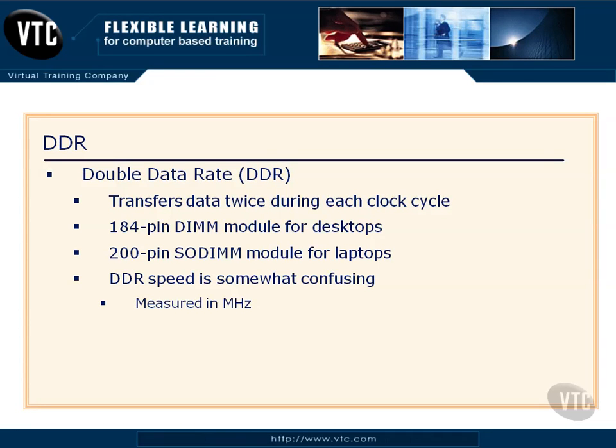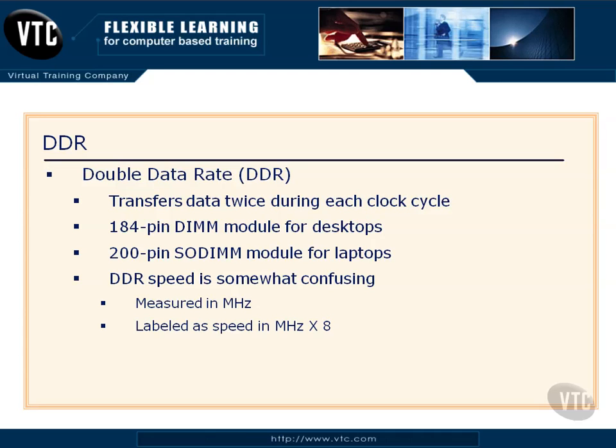The speed of the memory is measured in megahertz. And this gets back to the clock cycle. This is how fast the drummer is playing. If we can transfer data twice in each clock cycle, then the faster we can get that drummer to play, the more data we can move, all right? So we measure this in megahertz.